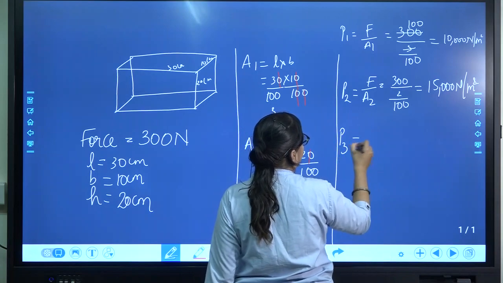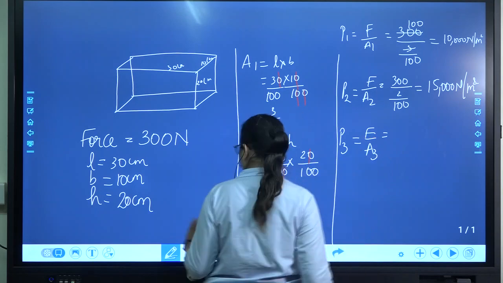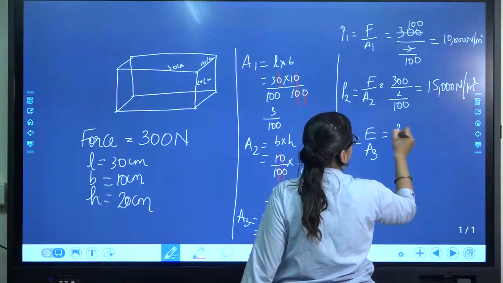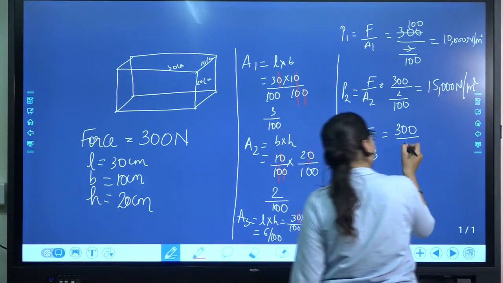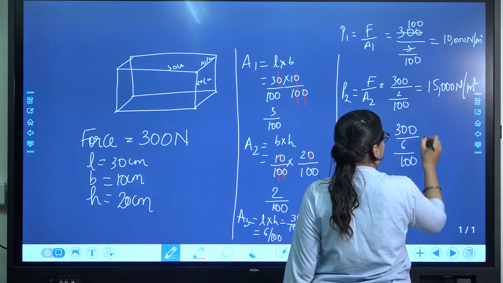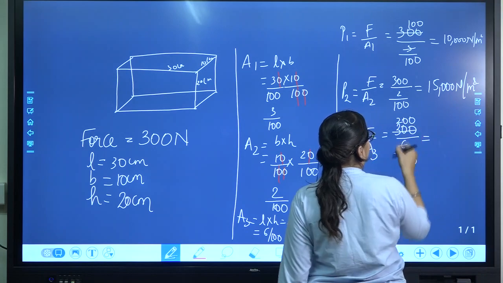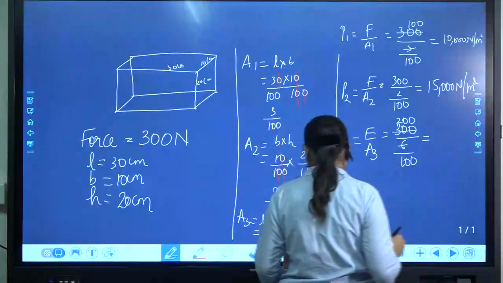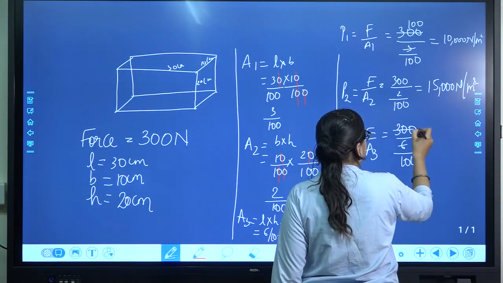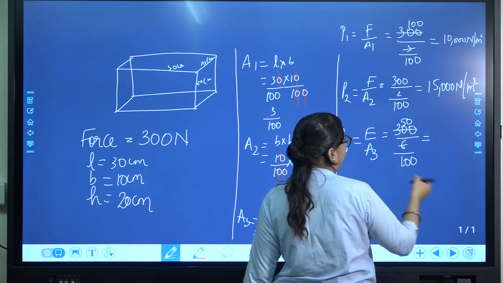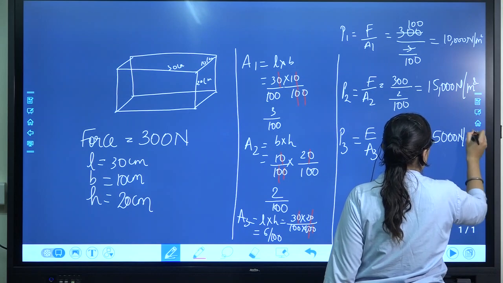P3 is F by A3. What is the F? 300 Newton. What is the area A3? 6 upon 100. This 100 will go up and here 6 5s are 30. So 50 into 100, that is 5,000 Newton per meter square.